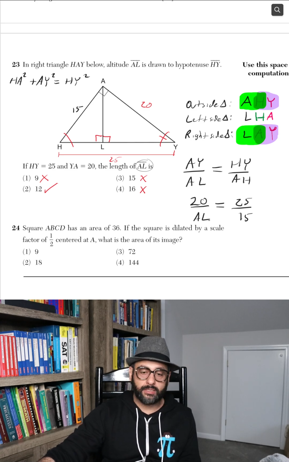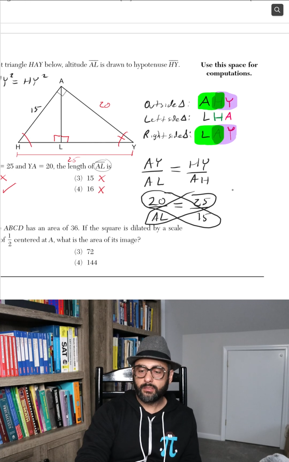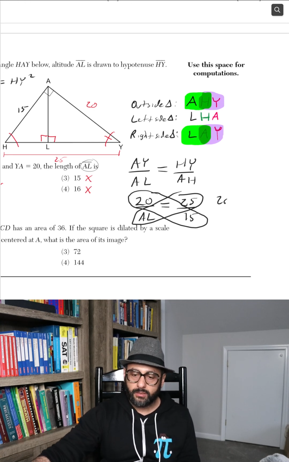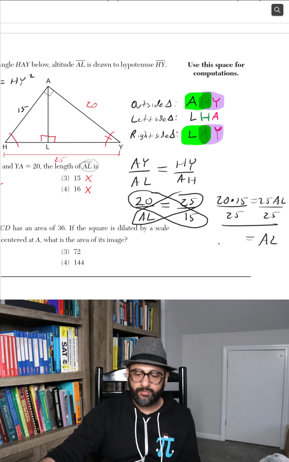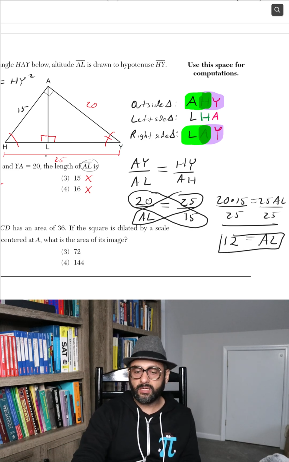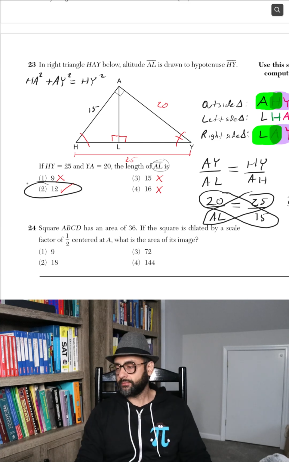So the only one that we didn't know was AL. If I cross multiply, I get that 20 times 15 is equal to 25 times AL. And if I divide by 25, I go to my calculator, I do 20 times 15 divided by 25, and I do get 12. So AL is, in fact, the thing that I suspected, slightly more than half of 20, which is 12.